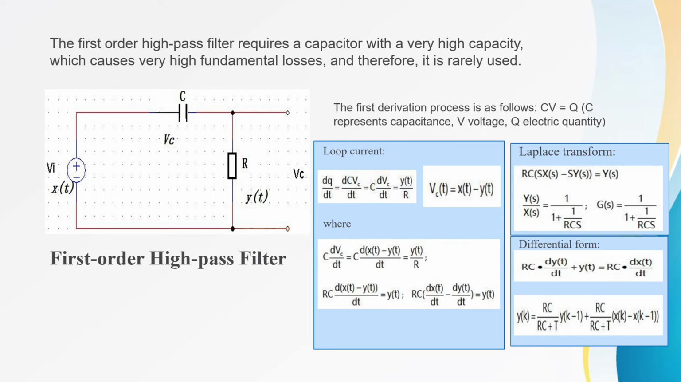You can see from this diagram, for the loop current is dq over dt equals C dVC over dt equals yt over R, where VC(t) equals x(t) minus y(t), where C dVC over dt equals C d(x(t) minus y(t)) over dt equals y(t) over R.